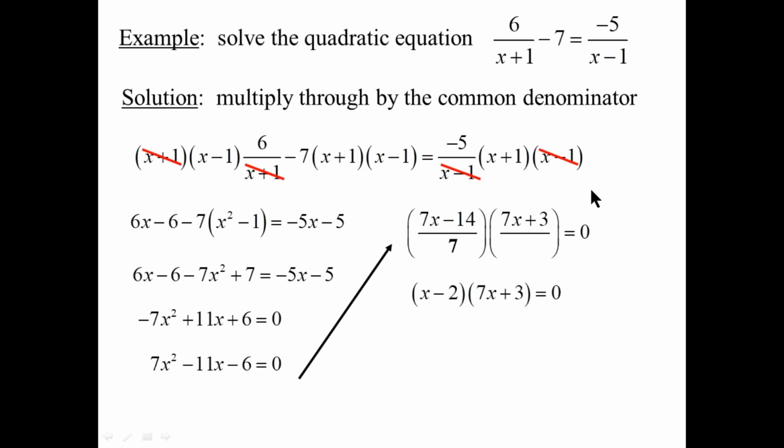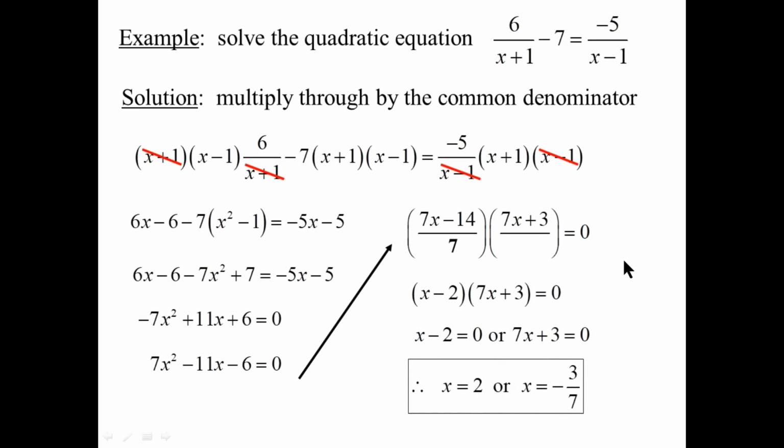We factored it. So through mathematical process, we've taken an equation, multiplied through by the common denominator, multiplied it out, collected like terms, factored it, and we've got AB equals 0 here. And so x minus 2 equals 0, or 7x plus 3 equals 0. And so x equals 2, or negative 3/7.